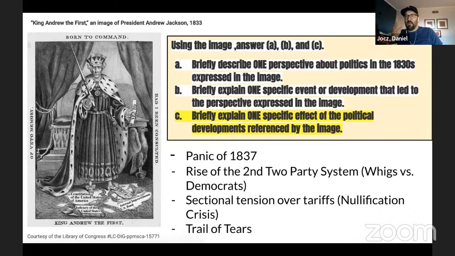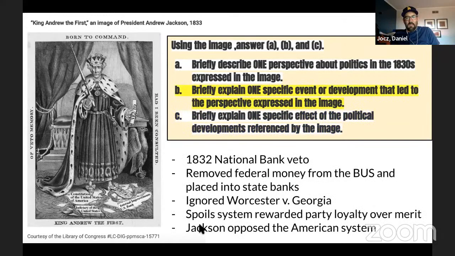And while you're thinking about it, just to answer the question in the chat, how is the Trail of Tears an effect of this? Well, remember, if we go back to B, by ignoring the Supreme Court case of Worcester versus Georgia, he is not only behaving, some people would argue, as a king, as a tyrant, as someone who's ignoring the Constitution, but by ignoring it, he is then denying that the Cherokee people have a right to the land, which in turn leads to the removal of the Cherokee people from that particular region.